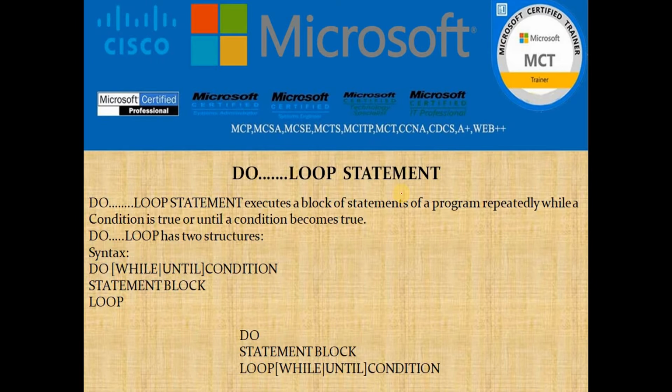Number one, do while or do until condition. That means the two conditions are here. At the same time, there is another syntax at the bottom: do loop while or do loop until. These are the conditions, and in between we execute the block of statements. I suggest you go through this syntax. I'll first show you a theoretical program explanation, and then we'll move towards the practical implementation of the do loop statement. That is going to help you a lot.